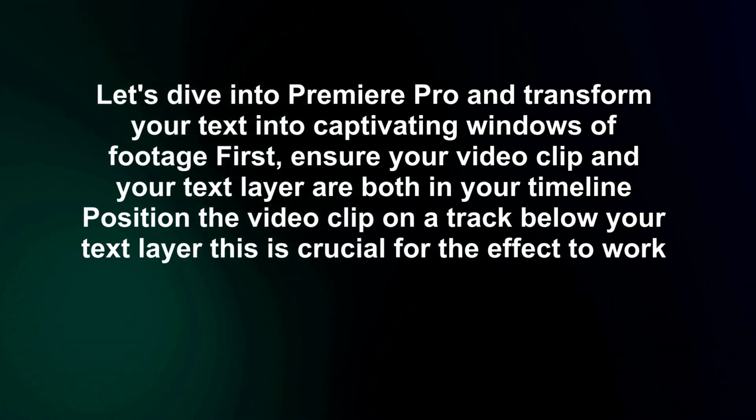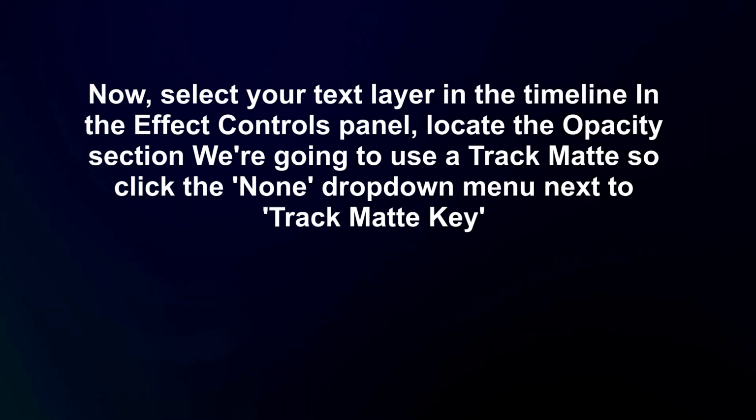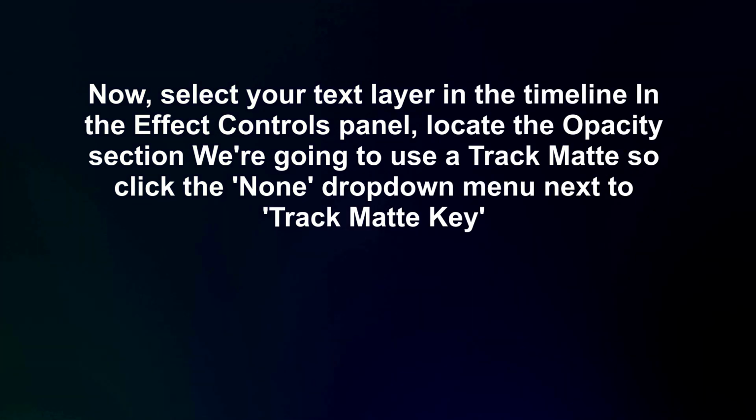Position the video clip on a track below your text layer. This is crucial for the effect to work. Now, select your text layer in the timeline in the Effect Controls panel.